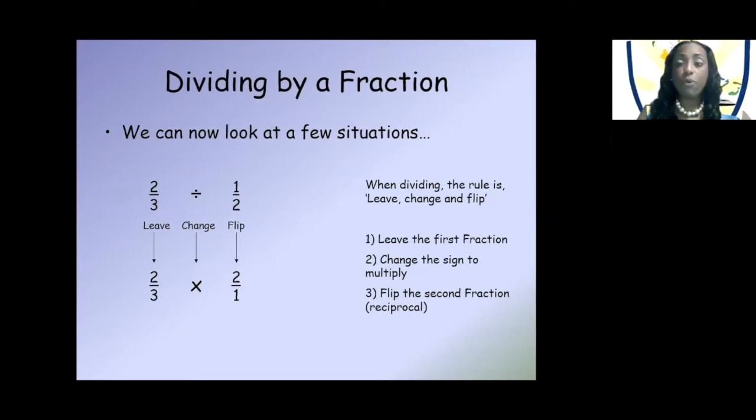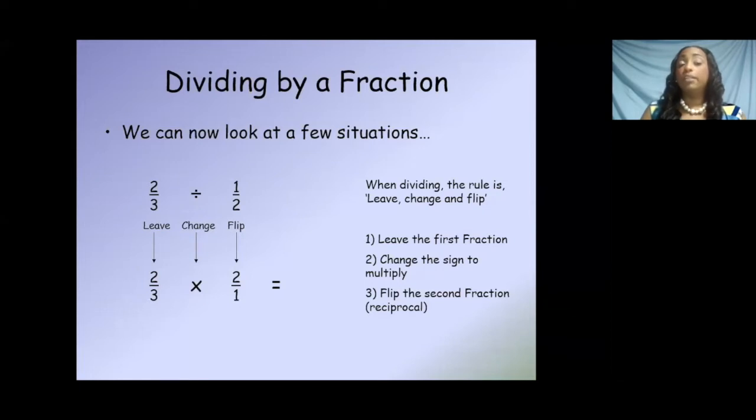I want you to use prior knowledge here. Remember when we multiplied fractions? What did we do? Good job. You want to multiply the numerators, or the tops, and you want to multiply the denominators, the bottoms. Okay, so again, you want to multiply the tops, and then multiply the bottoms, maintaining your fractions now.